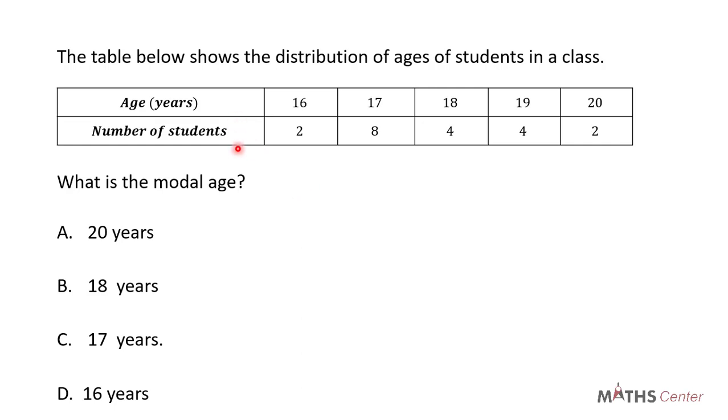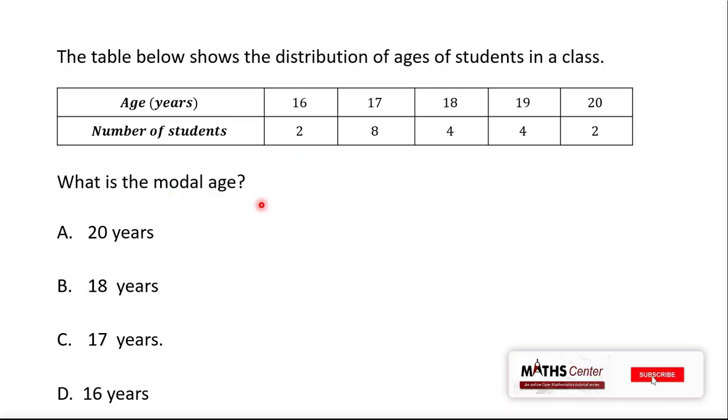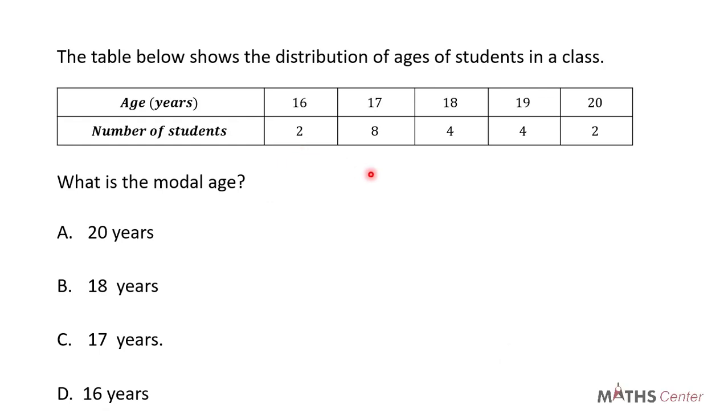We have the table showing the ages and their corresponding frequencies. The question wants us to use the information found in the table to find the modal age. The mode of a distribution is the mark with the highest frequency. So here, the modal age will be the age with the highest frequency or the highest number of students.